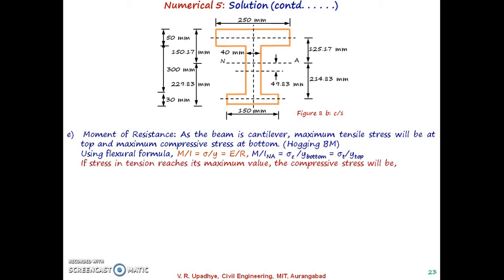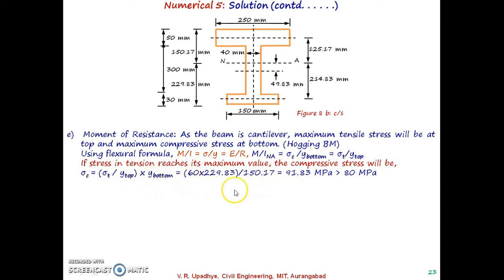So suppose, for example, stress in tension reaches its maximum value, what will be the compressive stress at that particular position? What can be written with the equation, sigma C, if we are going for analysis of tensile stress, so load is applied in such a way that tensile stress reaches its permissible value. So for sigma C, if Y bottom is taken on the right part of the equation, then it will give us sigma T divided by Y top into Y bottom.